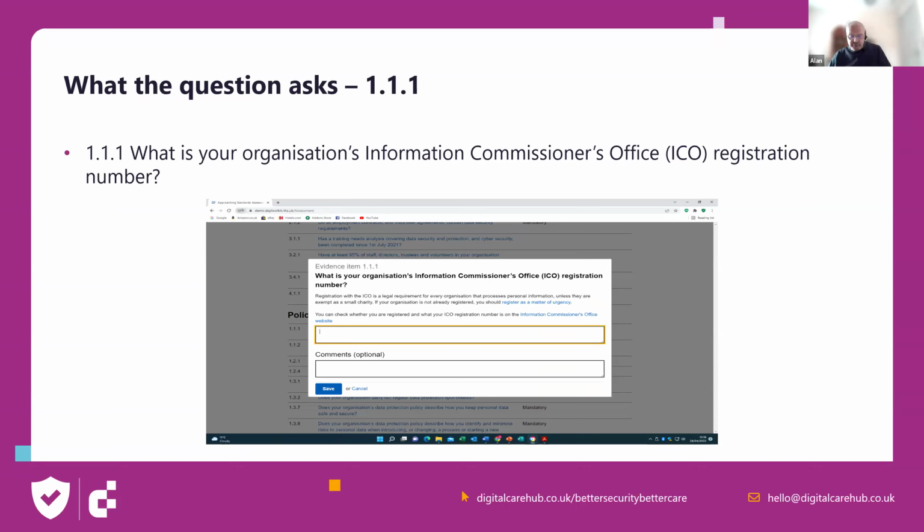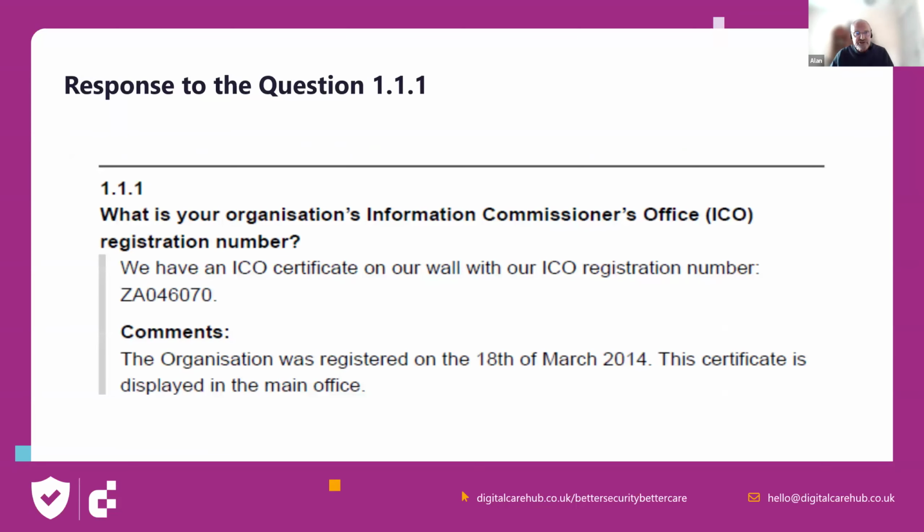And your registration number usually starts with a Z, so you would simply type it into the text box. You may want to make some comments in relation to that, then click on save, and the system would recognize that your question has been responded to. So if we have a look at an example response to the question, you can see that the response is we have an ICO certificate on our wall with our ICO registration number, and then some indication as to where that certificate is within the organization. So fairly straightforward.